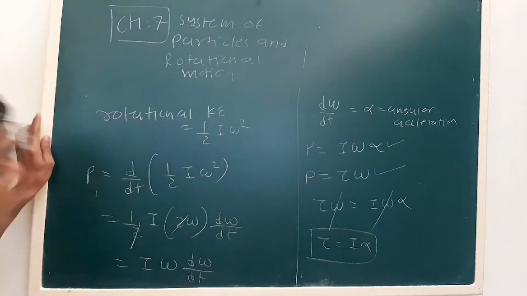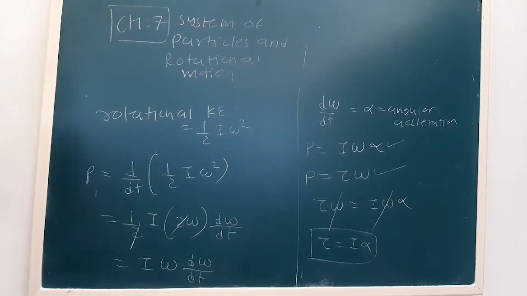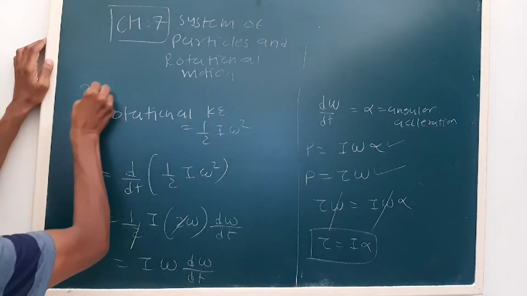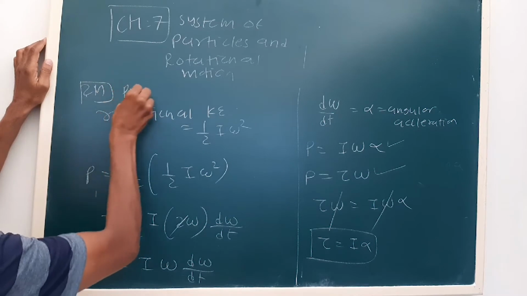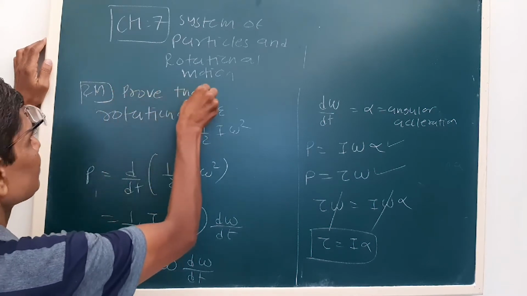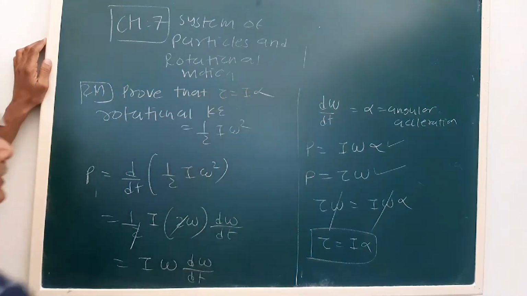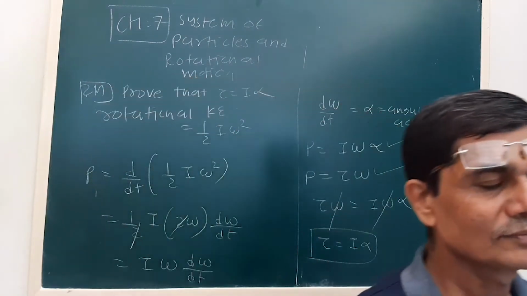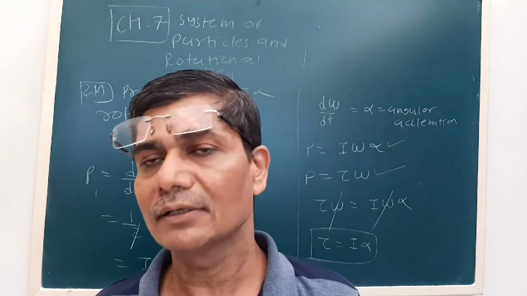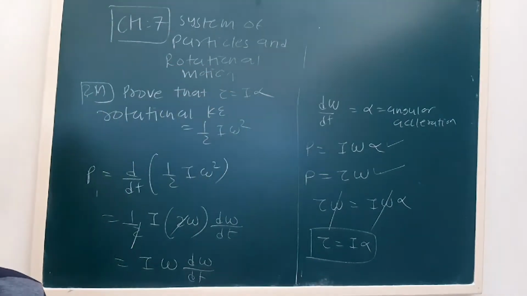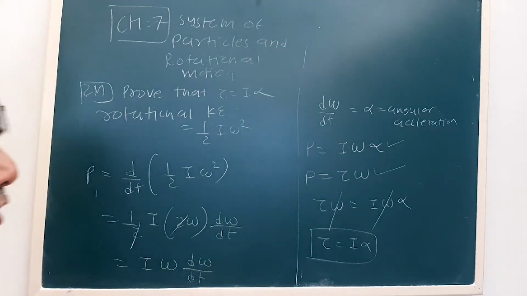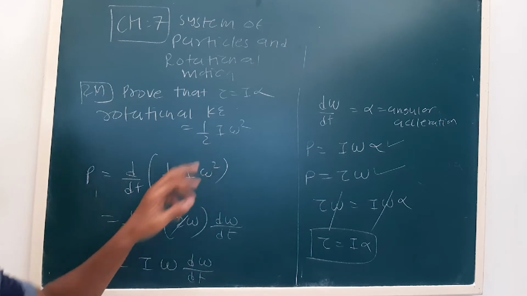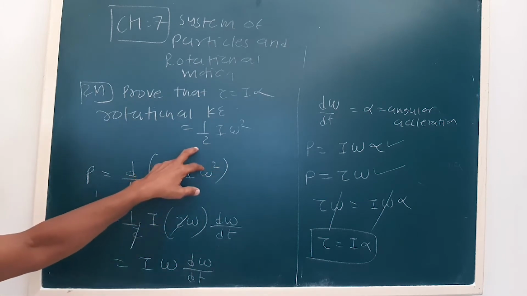Now this can be asked in a 2-mark question. We can write like this: prove that torque is equal to I alpha. So what we have done here, see, we know the rate of change of work is power. Rate of change of work is nothing but energy. See here, when we talk of rotational motion, we have to talk of rotational kinetic energy. Now we have seen the earlier equation, rotational kinetic energy is 1 by 2 I omega square.